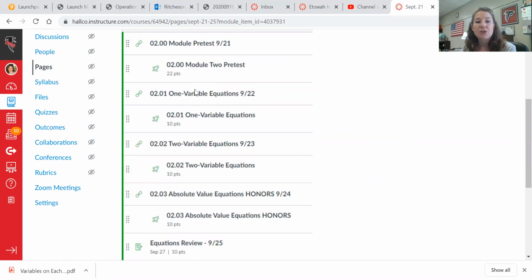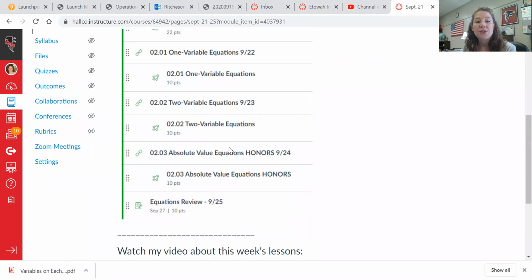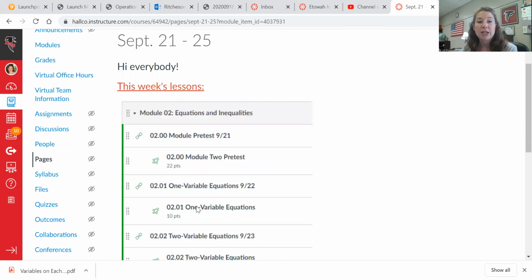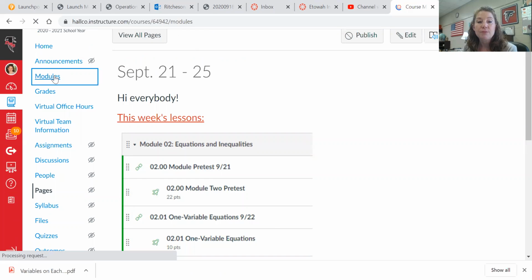On Tuesday, you're going to work with one variable equations. On Wednesday, equations with two variables. On Thursday, you're going to look at some equations with absolute value. That's a brand new lesson for you. You haven't done problems like that before, so pay real close attention to the lesson. Make sure you read, try the practice problems, and watch the videos, okay? And then Friday, we're going to do a little equation review.